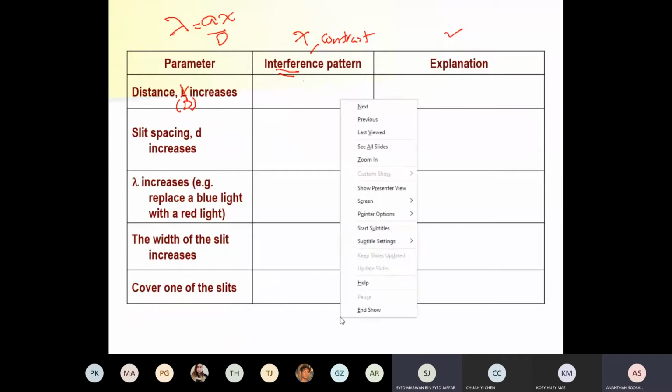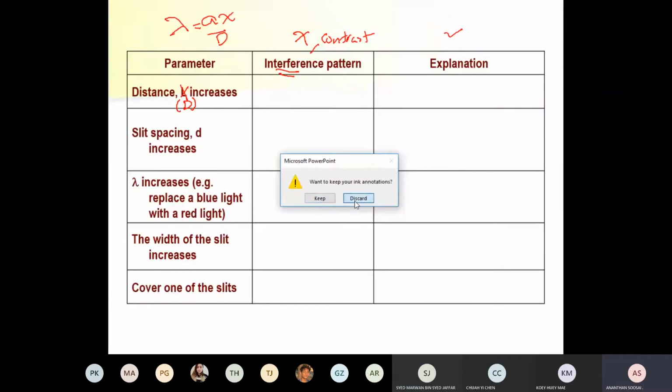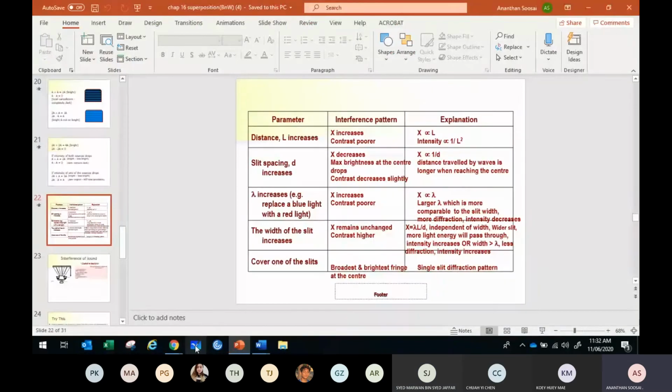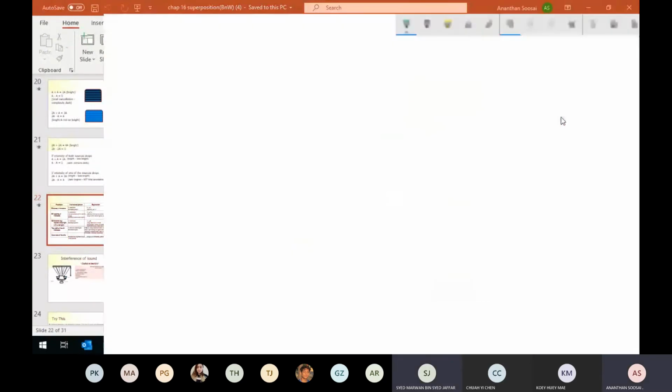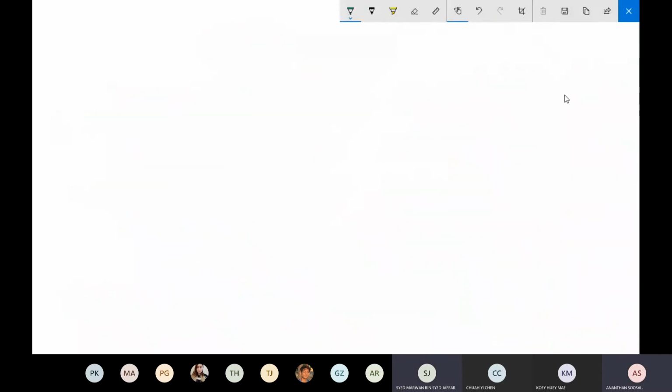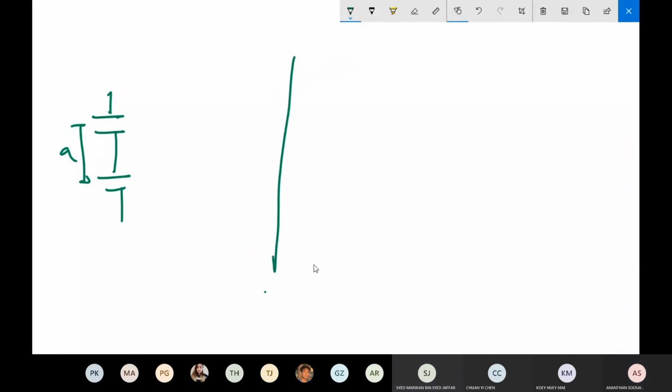Okay, so let me draw. Okay, what I'm trying to say is, you see here, you have the double slit. This is your A. This is your screen here. You have a D. Sorry, this is your D. This is your D. A is the slit separation. And of course, the bright fringe, let's say, appears here. This is your X.